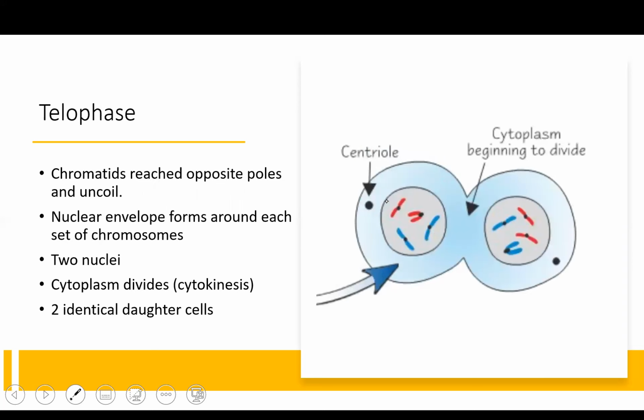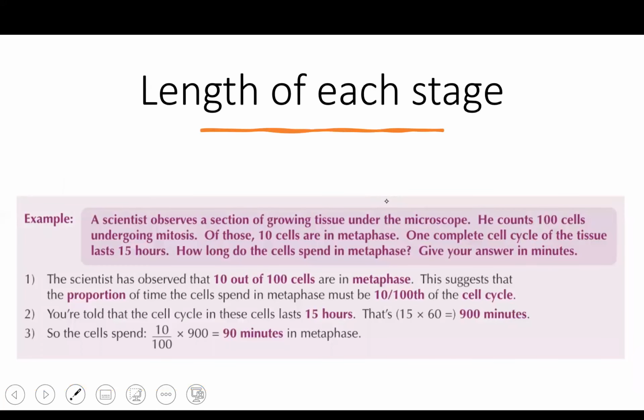And finally, telophase, our chromatids reach opposite ends of the poles and they uncoil and become long and thin again. We now refer to them as chromosomes again. Nuclear envelope is now going to form around each set of chromosomes, and so then we have 2 nuclei. Once this has happened, cytoplasm is going to start to divide, which is called cytokinesis, which then causes us to have now 2 identical daughter cells that are genetically identical to each other and to the parent cell.